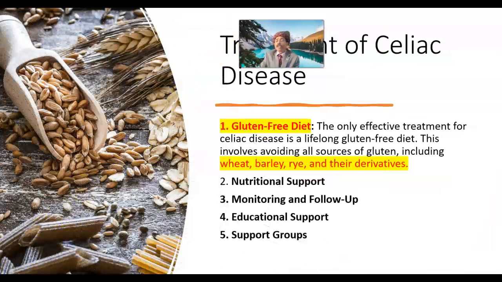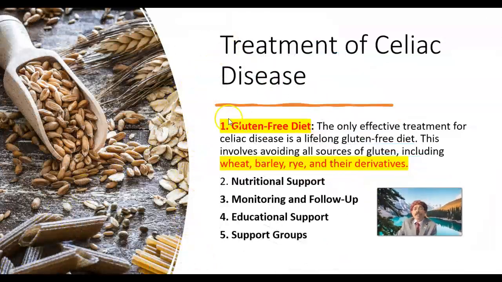Treatment of celiac disease, how can we treat? Number one is a gluten-free diet. The only effective treatment for celiac disease is a lifelong gluten-free diet. This involves avoiding all sources of gluten, including wheat, barley, rye, and any other derivatives, like salad dressings and some types of ketchups. So that should be avoided.